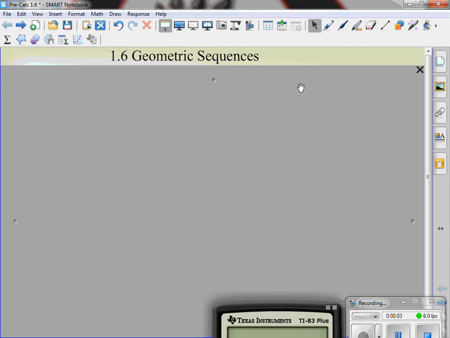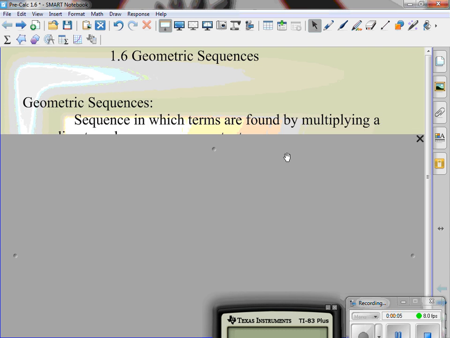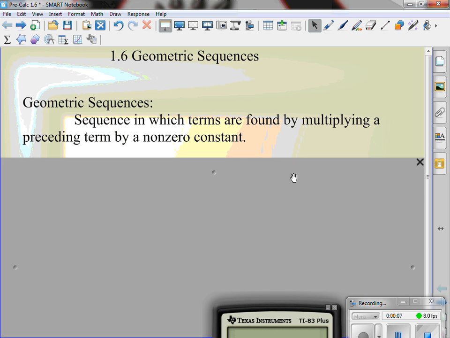1.6 geometric sequences. A geometric sequence is a sequence in which the terms are found by multiplying a preceding term by a non-zero constant. We have only been dealing with arithmetic sequences. We are adding on a constant every single time. These are geometric.